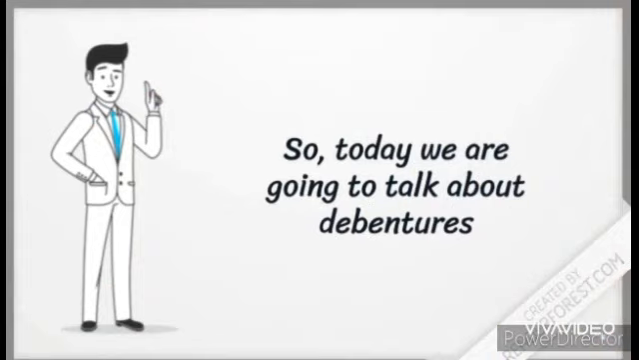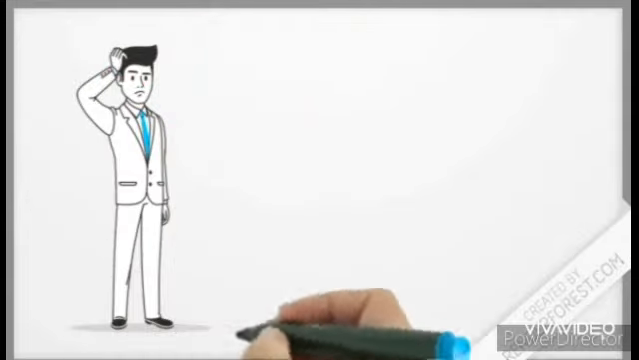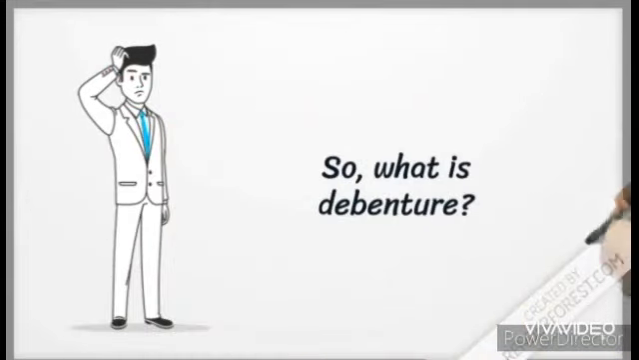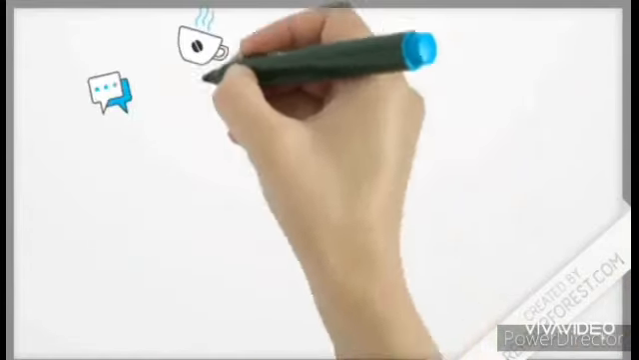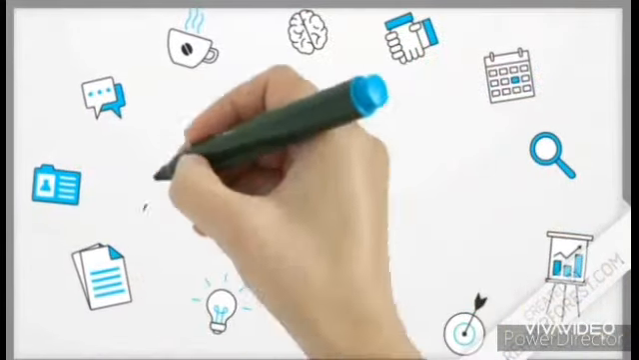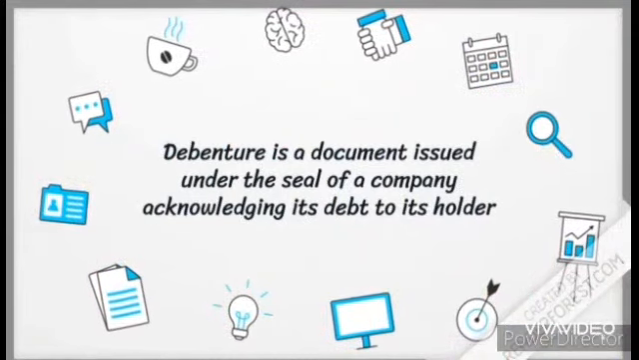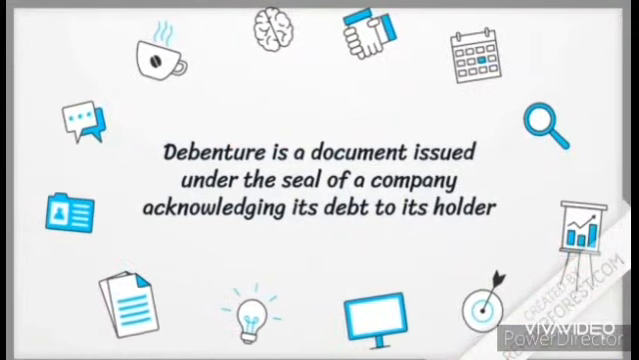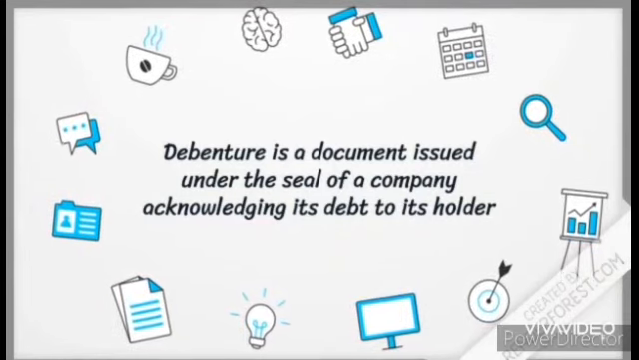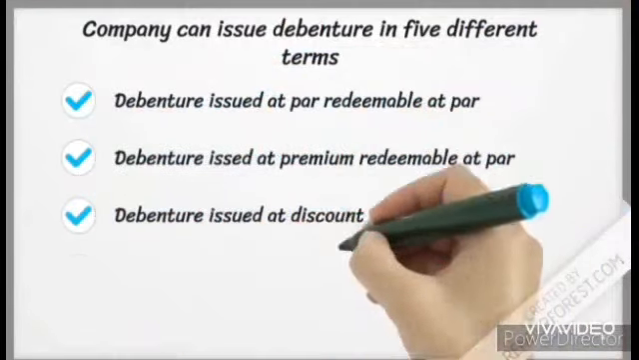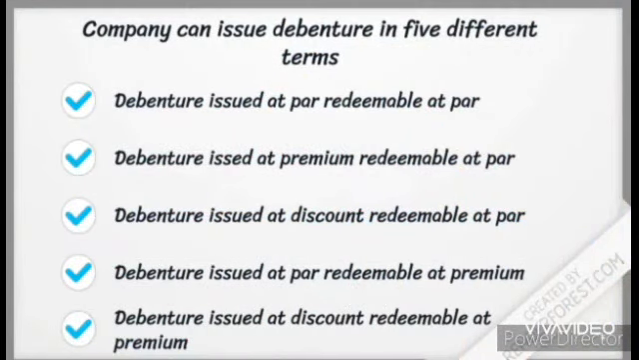So, today we are going to talk about debentures. So, what is debenture? Debenture is a document issued under the seal of a company acknowledging its debt to its holder. Company can issue debenture in 5 different terms.